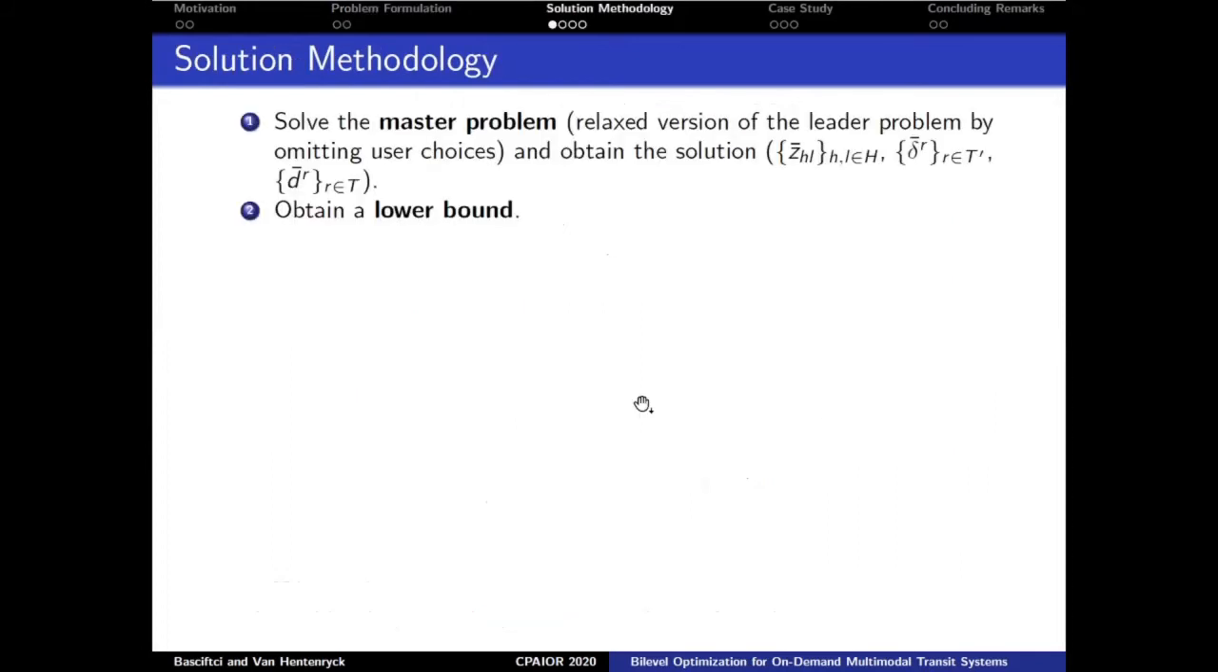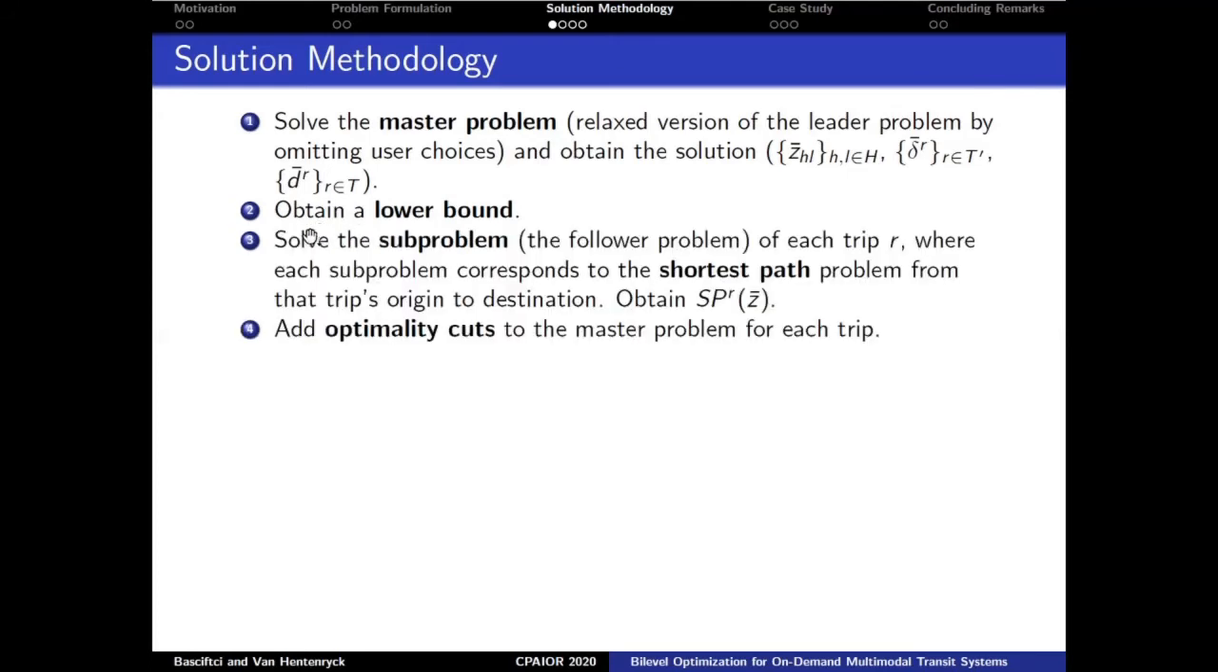So we start by first solving the master problem, which is in fact a relaxed version of the leader problem, by omitting user choices. And we obtain the solution corresponding to our transit network design, the user choice, and the DR value. This gives us a lower bound to the true problem. Then we solve the sub-problems of each trip, where each sub-problem is the shortest path problem, and we obtain this value under the given network design z-bar.